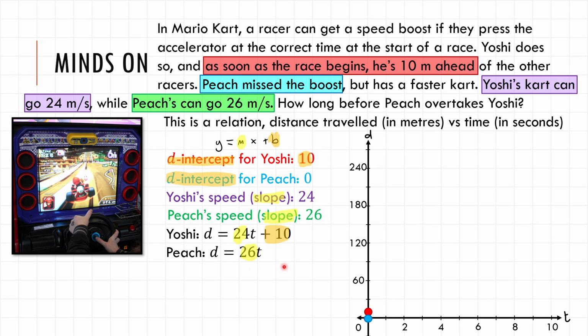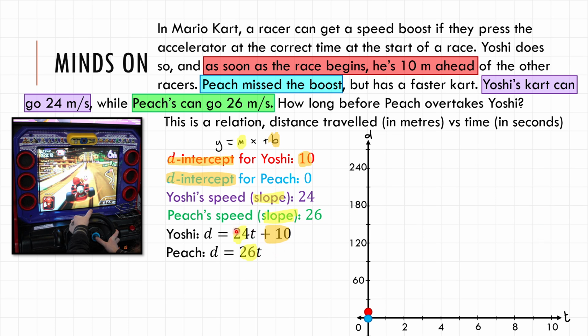So let's start to graph these lines. Now, to graph a line, you need just 2 points, right? And you can connect those 2 points with a straight line. So I'm going to look for 10 seconds. At 10 seconds, how far has Yoshi driven? And at 10 seconds, how far has Peach driven? And I'm going to plot those points over here, somewhere along this line.